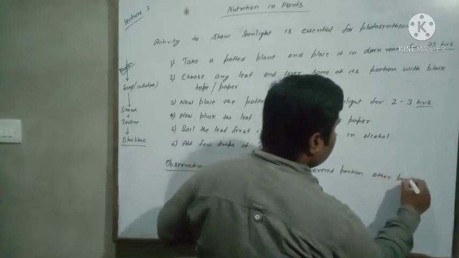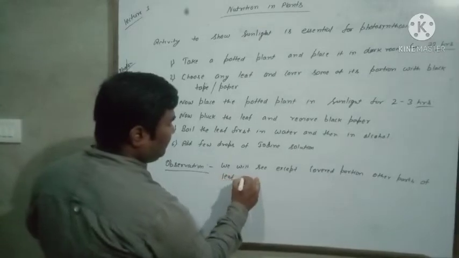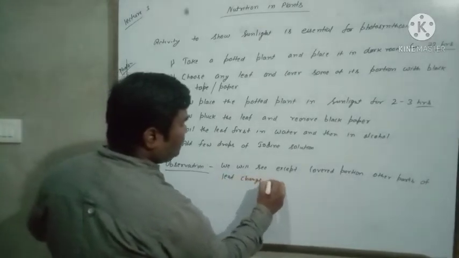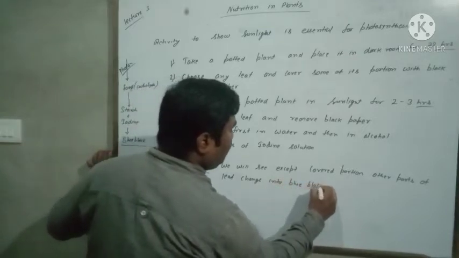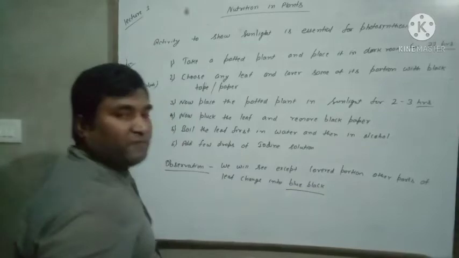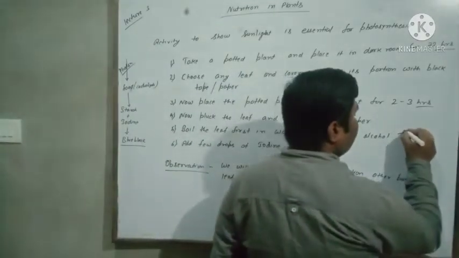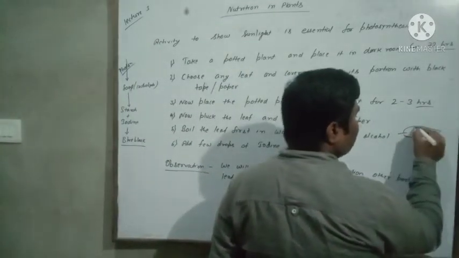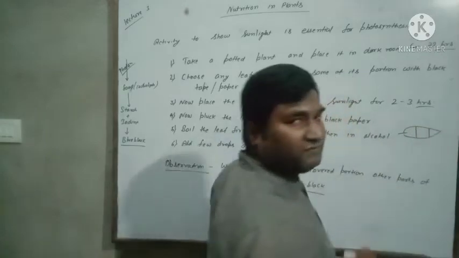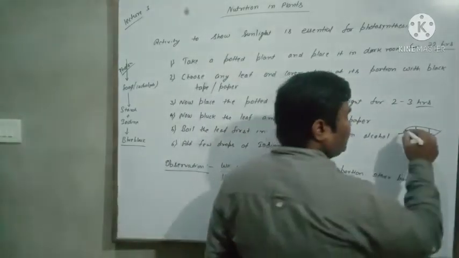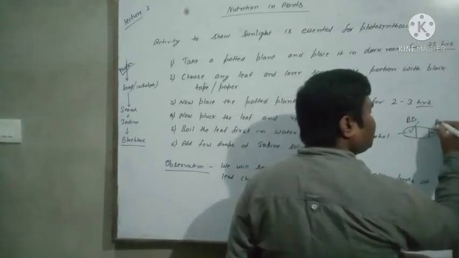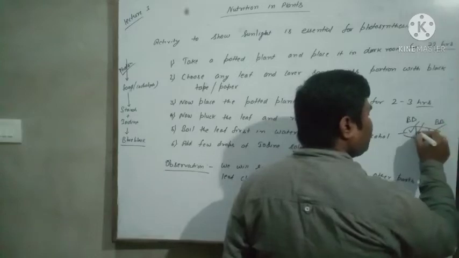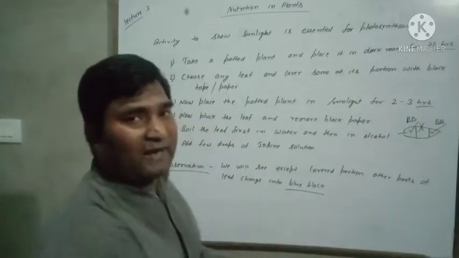other parts of leaf change into blue black. Means what I am saying here, if this is the leaf and this portion was covered with the black tape, this portion will turn blue black, this portion will turn blue black, this portion won't turn blue black.